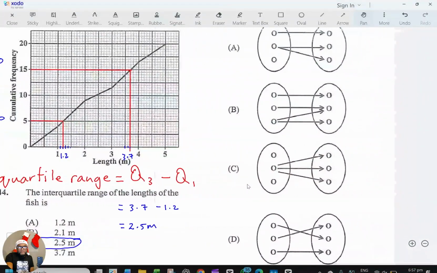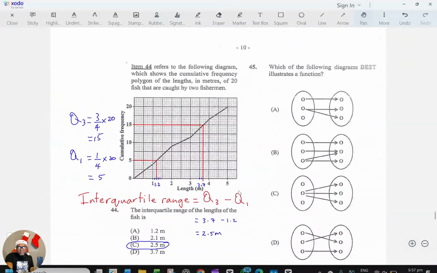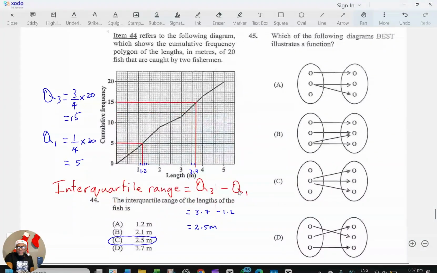Right, we go into 45. Let's see what's going on here. Which of the following diagrams best illustrates a function? So a function is 1-to-1 or many-to-1. So we're checking to see which one will be 1-to-1 here. None. So now we need to see which one will be many-to-1. This one here.